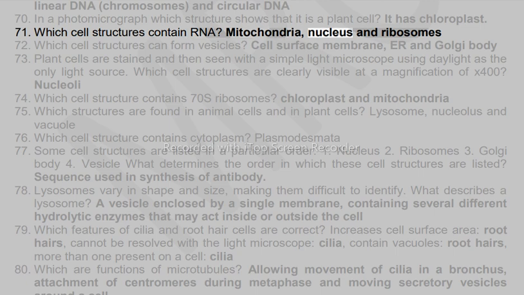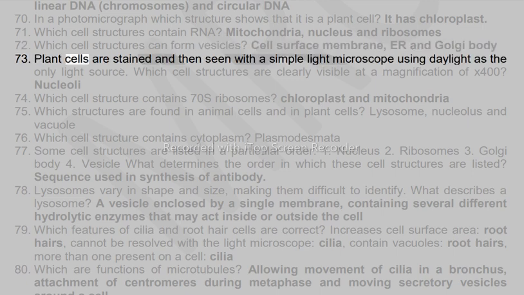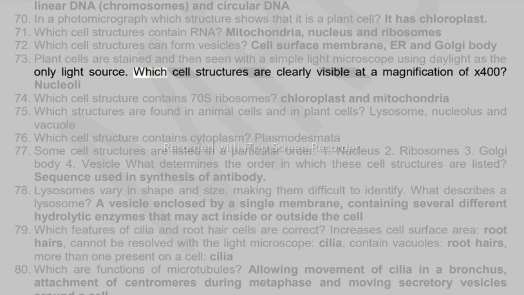Mitochondria, nucleus and ribosomes. 72. Which cell structures can form vesicles? Cell surface membrane, ER, and Golgi body. 73. Plant cells are stained and then seen with a simple light microscope using daylight as the only light source. Which cell structures are clearly visible at a magnification of x400? Nucleoli.